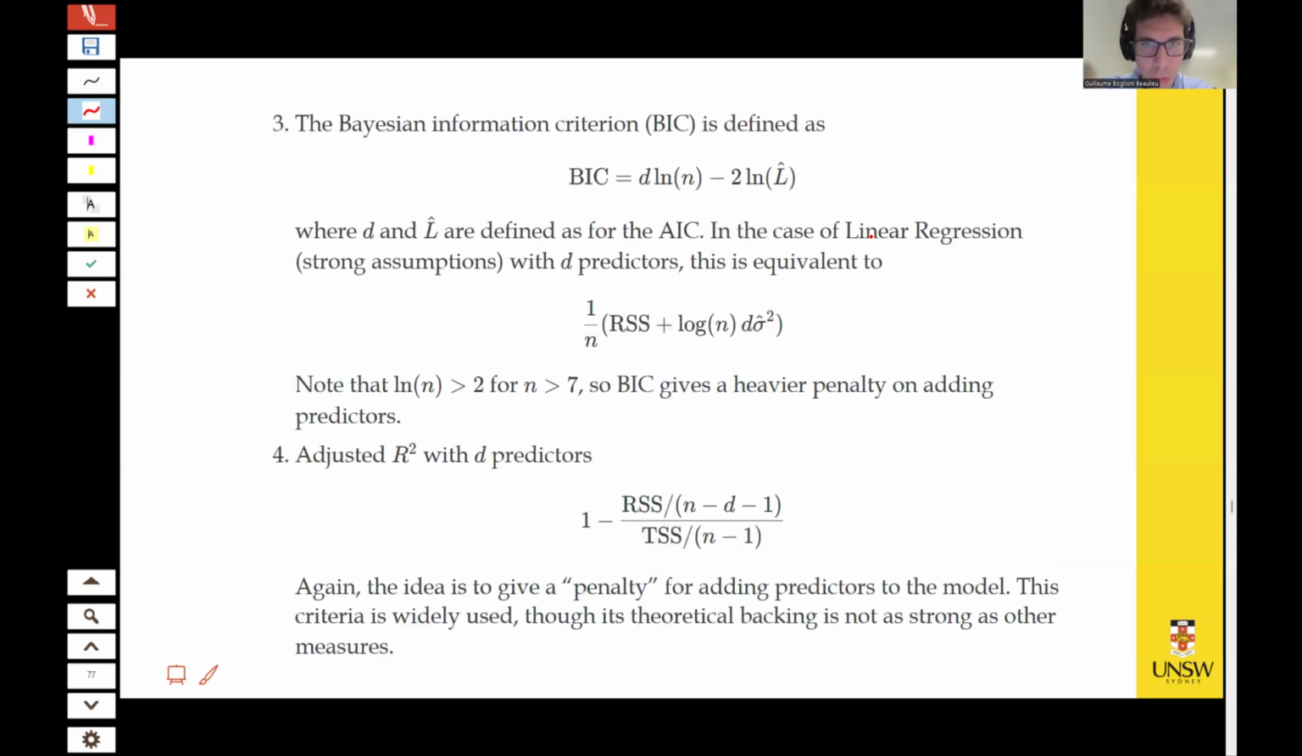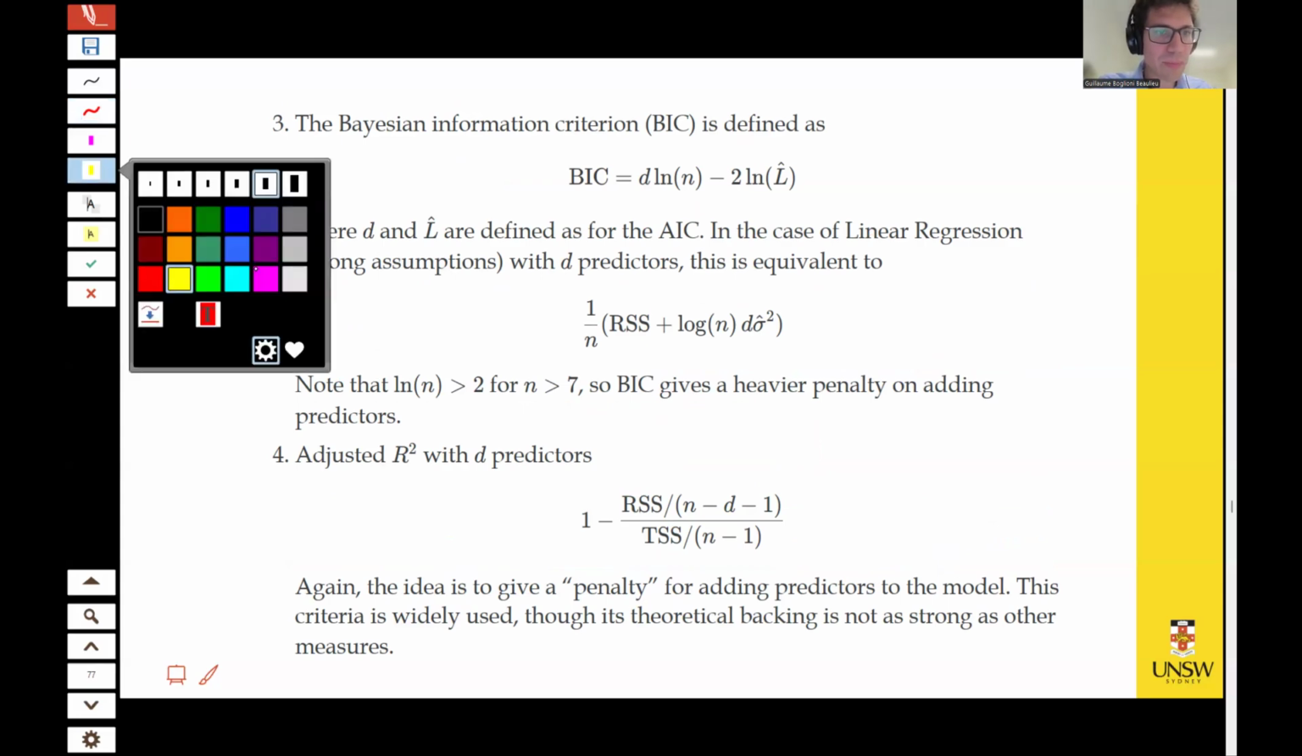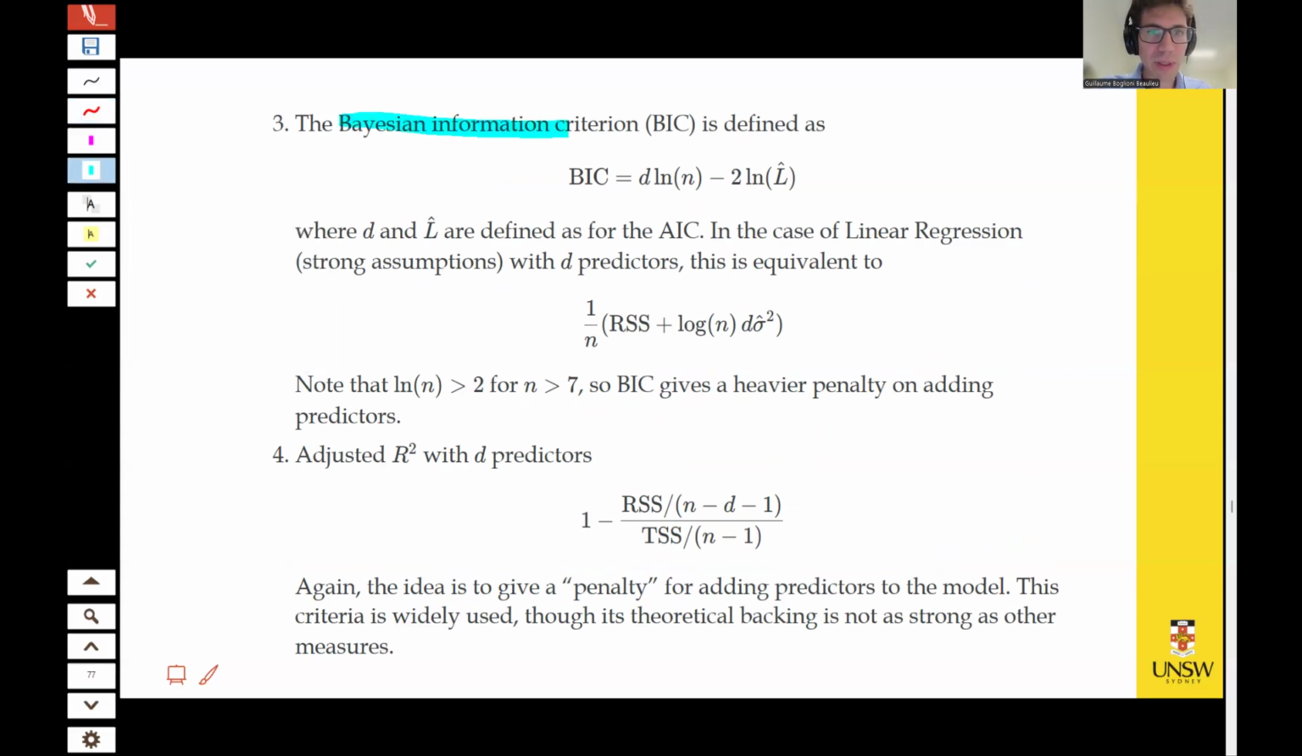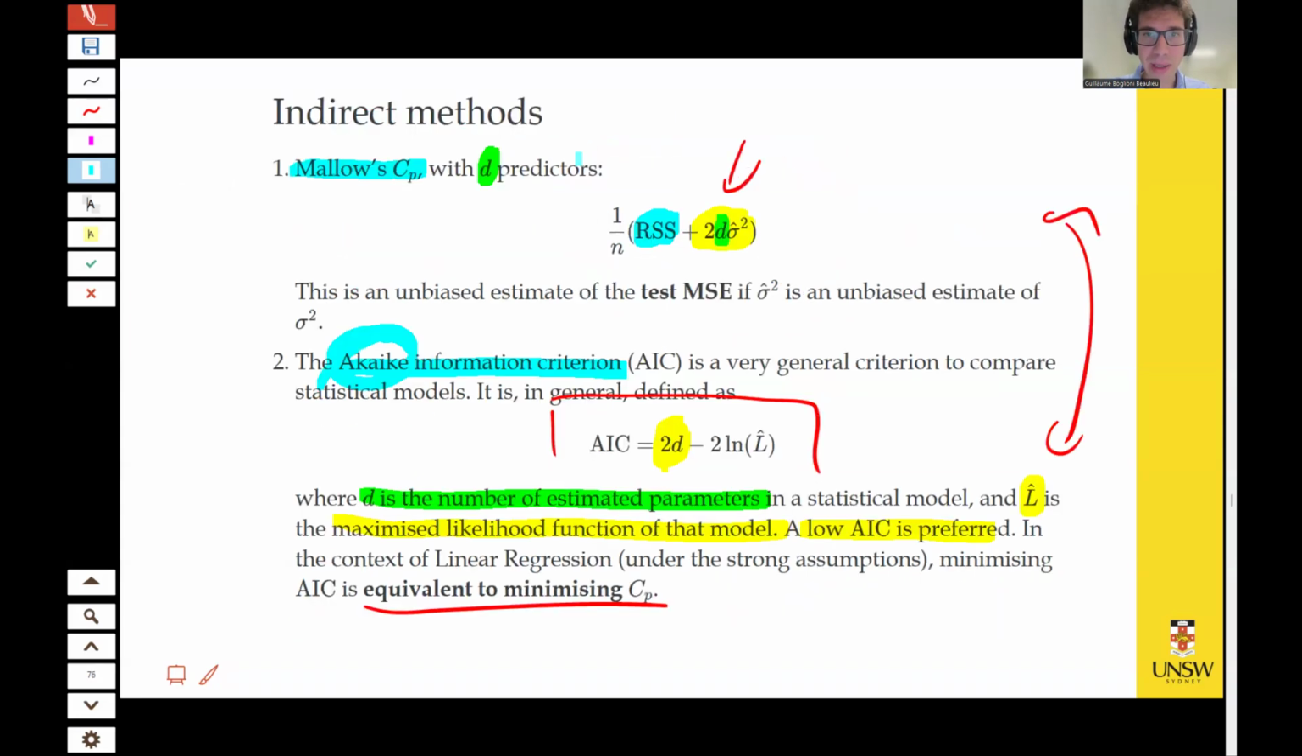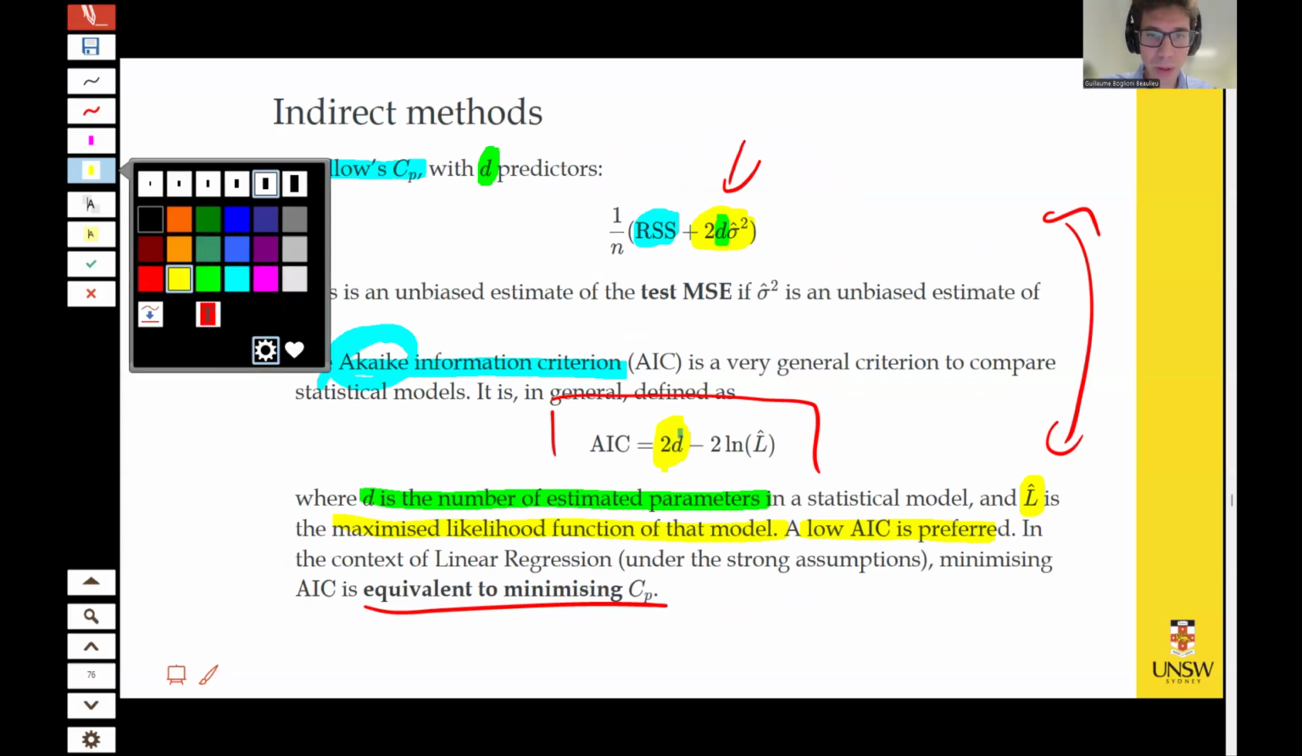A third criterion is also very popular, widely used: the Bayesian information criterion. Like the Akaike information criterion, it's very general, so you can use it to compare different statistical models, not only linear regression models. The general definition is given here, conceptually similar to the Akaike criterion. The only thing that changes is the penalty term.